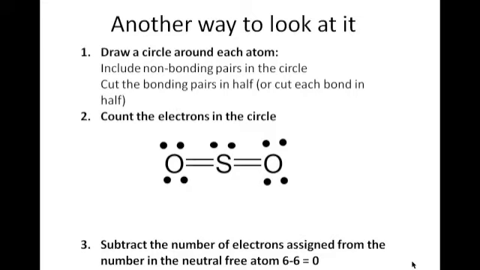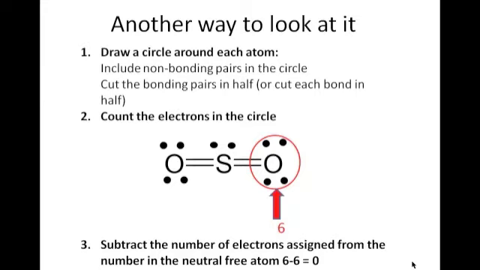So I want to show you just another way to look at how to calculate formal charge, and this might be a little bit simpler than what we've been doing. And what you want to do is to draw a circle around each atom, and when you draw that circle, you want to include the non-bonding pairs that are assigned to that atom, and cut the bonding pairs of electrons in half. Then what you're going to do is count the number of electrons inside that circle.